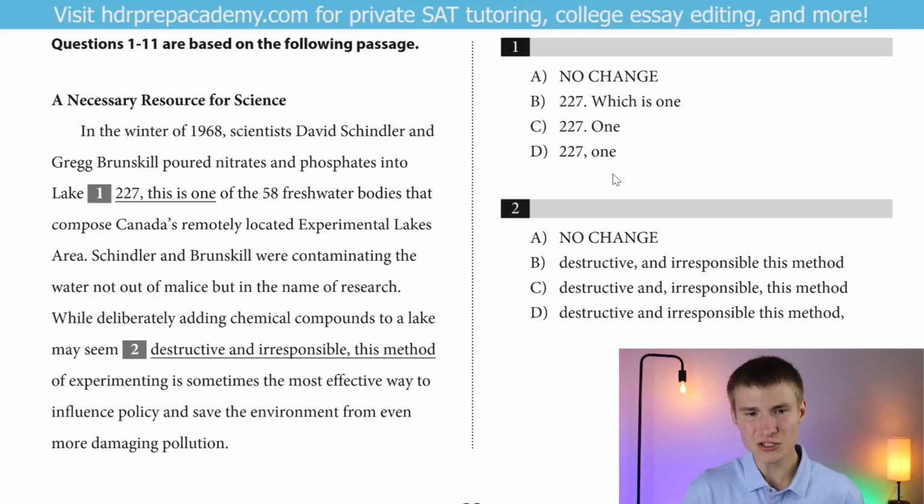Let's go ahead and get started with the first passage. So we have a necessary resource for science. In the winter of 1968, scientists David Schindler and Greg Brunskill poured nitrates and phosphates into Lake 227. And then we have, this is one of the 58 water bodies that compose Canada's remotely located experimental lakes area.